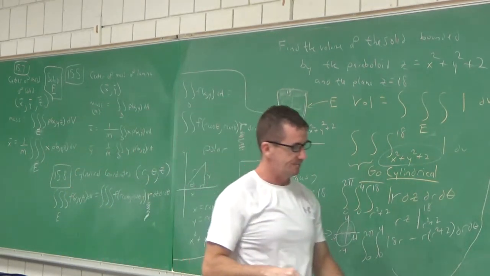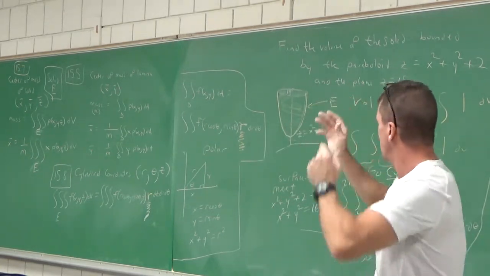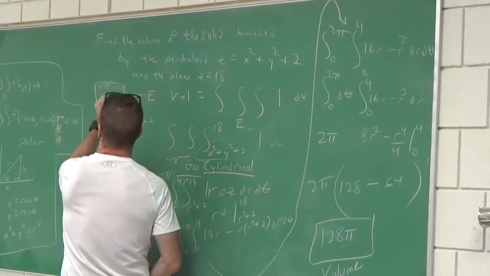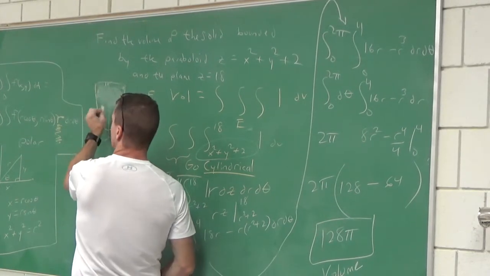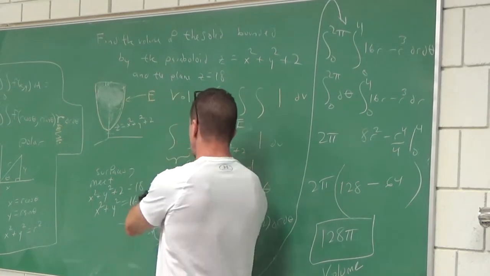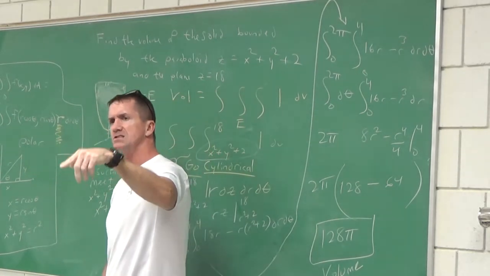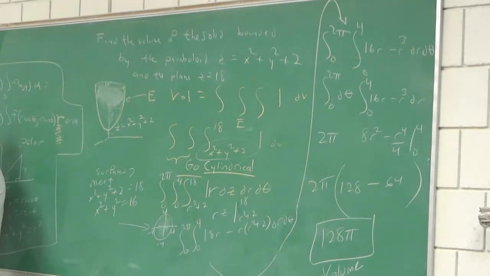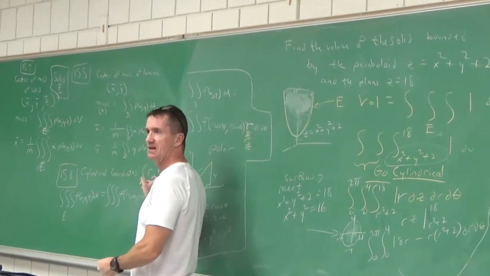So here you go. First, I want to make sure, is everyone okay with this? Nice. We found this volume. Top z, bottom z. We recognize the projection being a circle. Do we go polar? Well, now we say go what? Cylindrical. Use cylindrical coordinates, which is r, theta, and z.